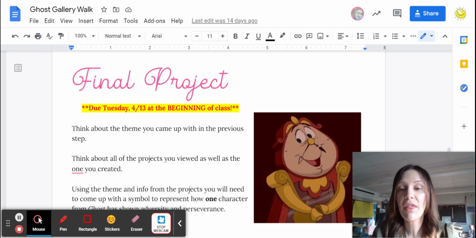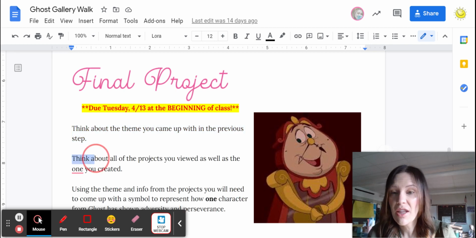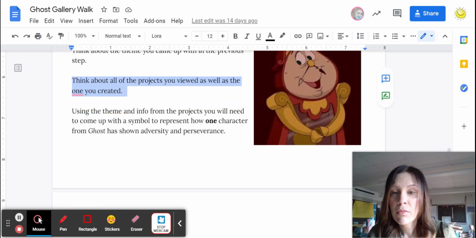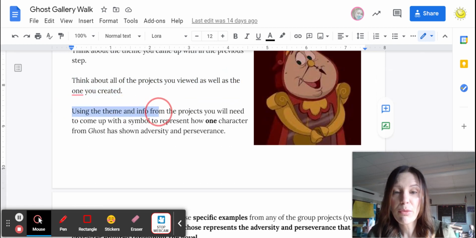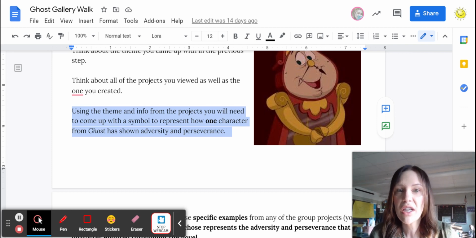So for your final project, you're going to want to think about the theme that you came up with. You should have done this before break. And then you also want to think about all the different projects that you looked at before break during the gathering info part. And then using the theme and the information from the projects, you will need to come up with a symbol to represent how one character from Ghost has shown adversity and perseverance. Remember, we have been in this grit unit for a while now. And so to kind of wrap some of that up, we need to focus on grit as it was used in Ghost. So you need to come up with one character.